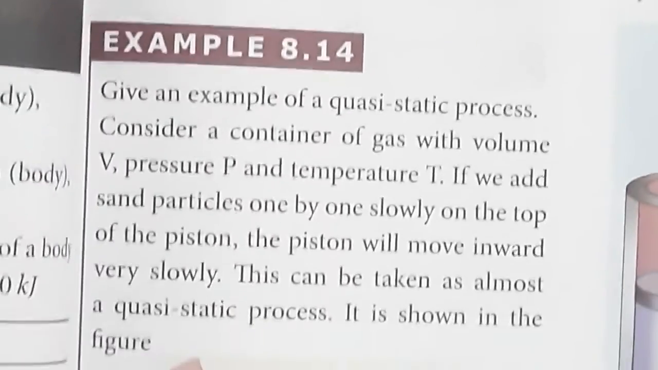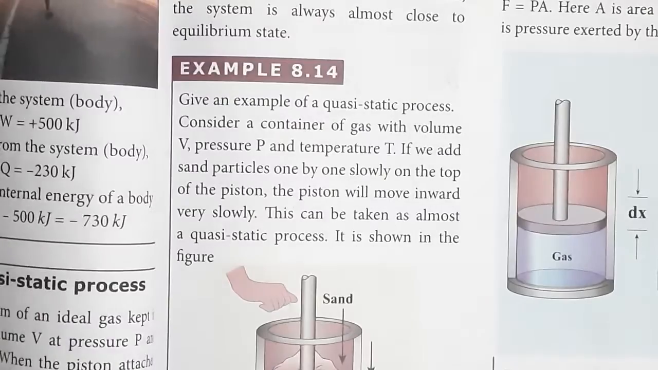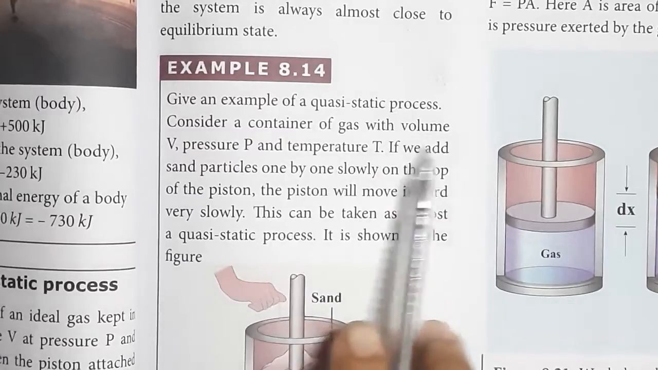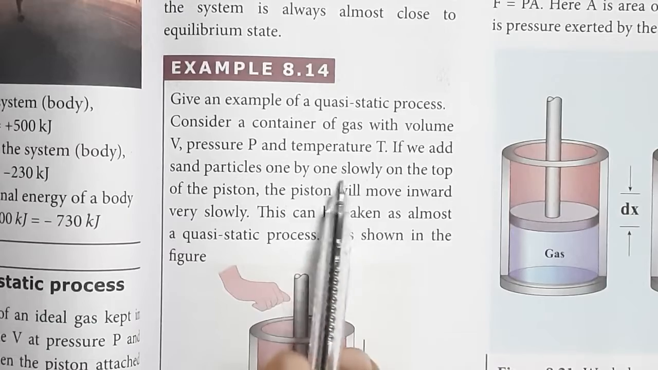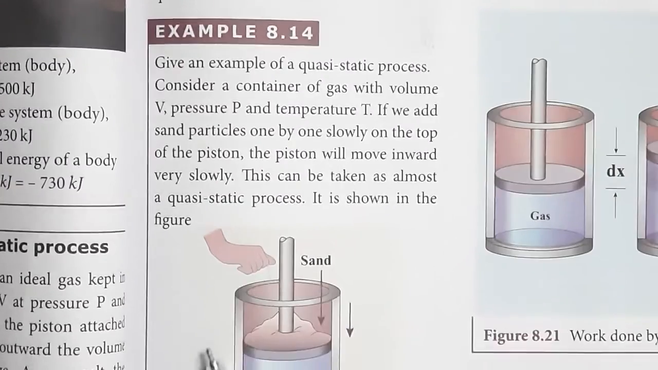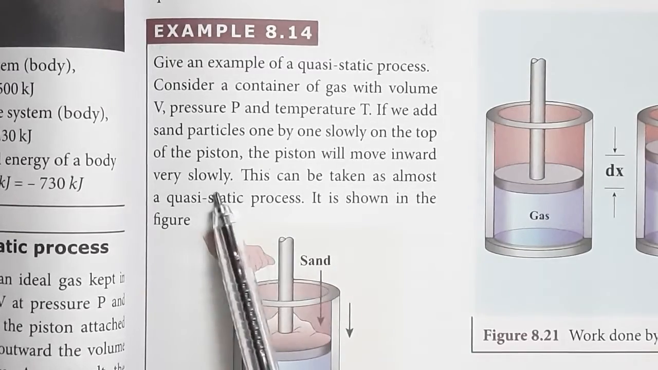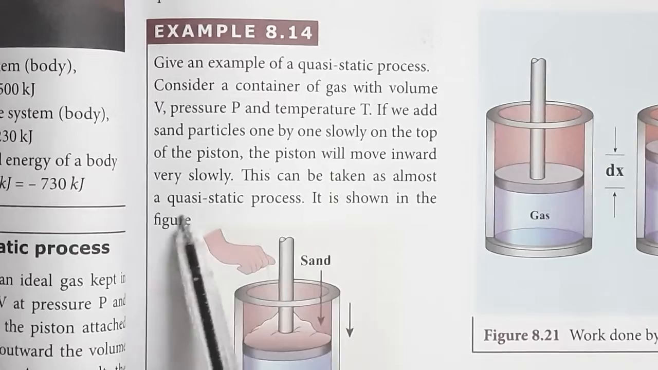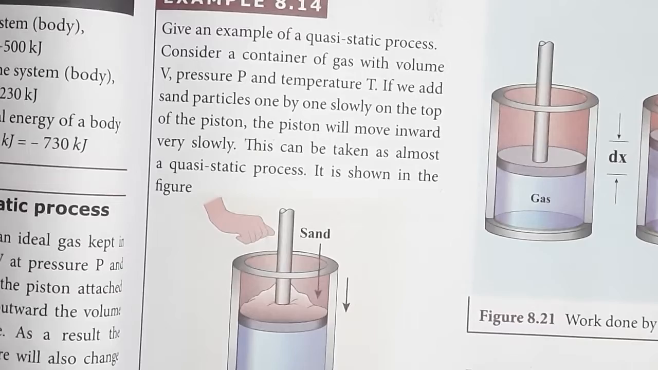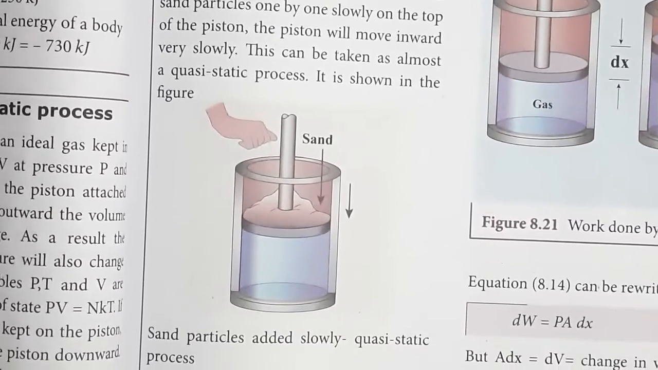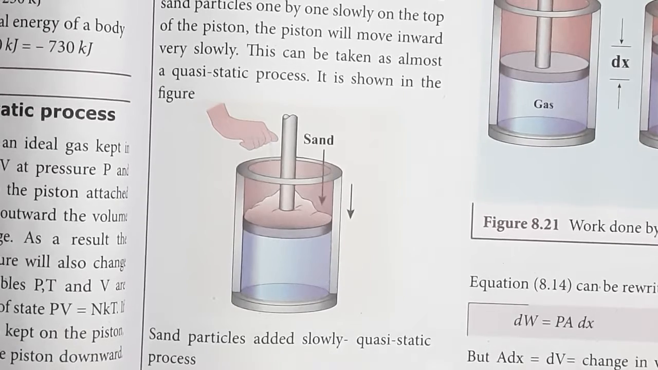One of the examples is given there. Consider a container of gas, volume V, pressure P and temperature T. If we add sand particles one by one slowly on the top of the piston, the piston will move inward very slowly. So this can be taken as almost a quasi-static process. Understand? The sand particles added very slowly will give the very slow movement of the piston downward. So it is considered as a quasi-static process.